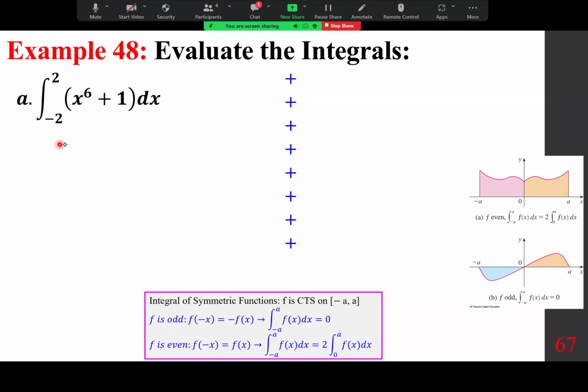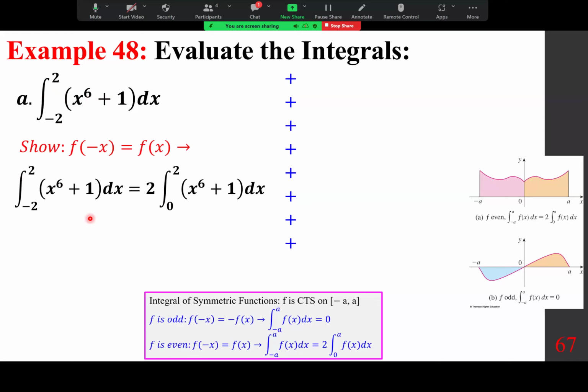But we are going to show that we can go from 0 to 2 and multiply it by 2 because this function is an even function. So we need to show this. And if we show that, then instead of negative 2 to 2 as the limits, we use 0 to 2 and multiply it by 2. Why is that the case? It makes it a tad easier for the calculation.